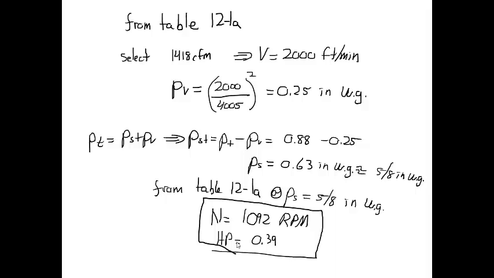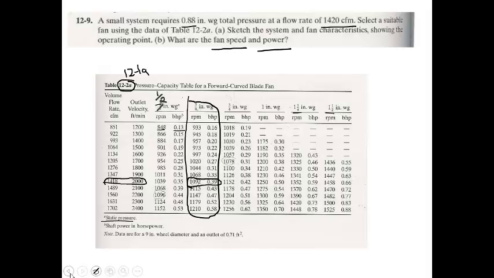Okay, so the next part of the problem, if you remember, was also looking at the system characteristic. Sketch the system and fan characteristic. How do I go about doing this? Well, if I look at the fan characteristic, I can go ahead and try to use those charts to pull different operating points. What do I mean by that?